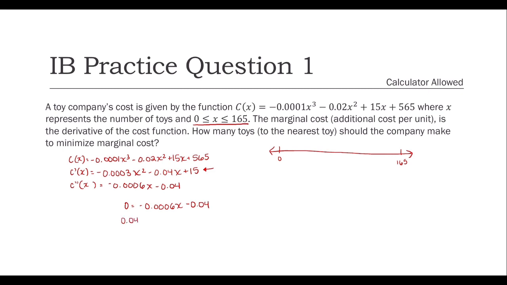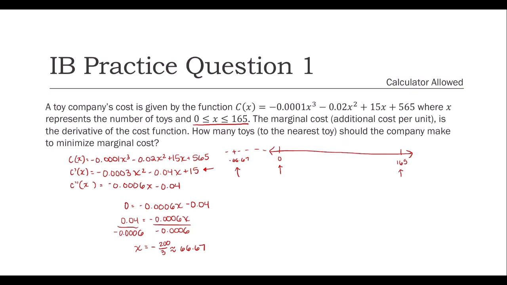We'll add 0.04 to both sides. So we get 0.04 equals negative 0.0006x. And then we'll divide both sides by negative 0.0006. So that gives us that x equals negative 200 over 3, which is approximately negative 66.67. So if we were to draw that on our line, it would be all the way down here. So it's outside of the boundaries. So we know that our answer can't be negative 66.67. So it's going to have to be one of these values here, 0 or 165.